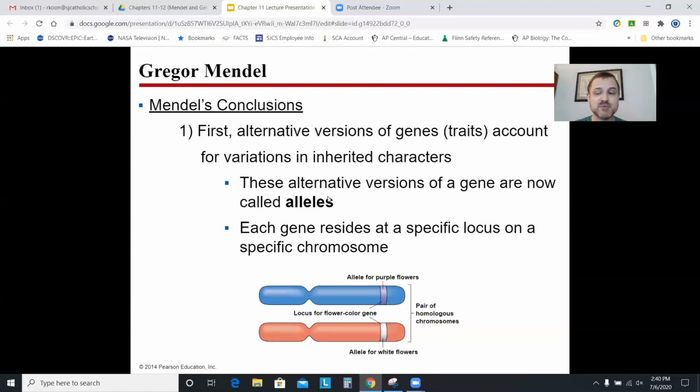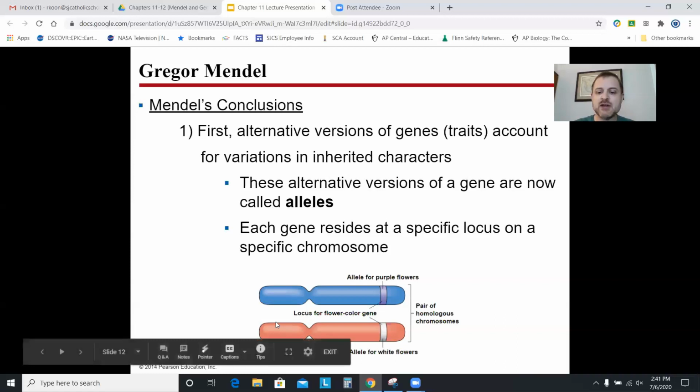Now, how many copies of a given gene do you have? You have two copies of every gene, right? One from mom, one from dad. But how many alleles are possible? In the case of his plants, it was only two. But for most traits, it's way more than two. So you have two copies. They might be the same thing. They could both be for blue eyes, but they could be different copies of the gene, different alleles.